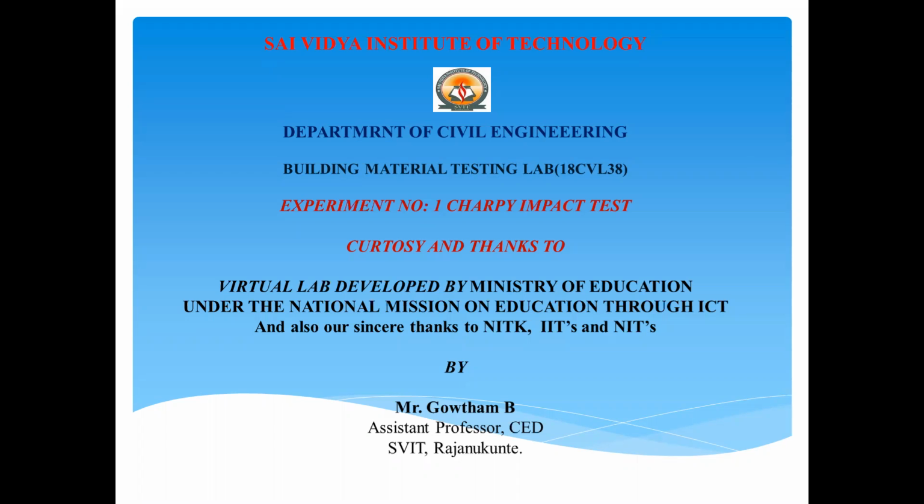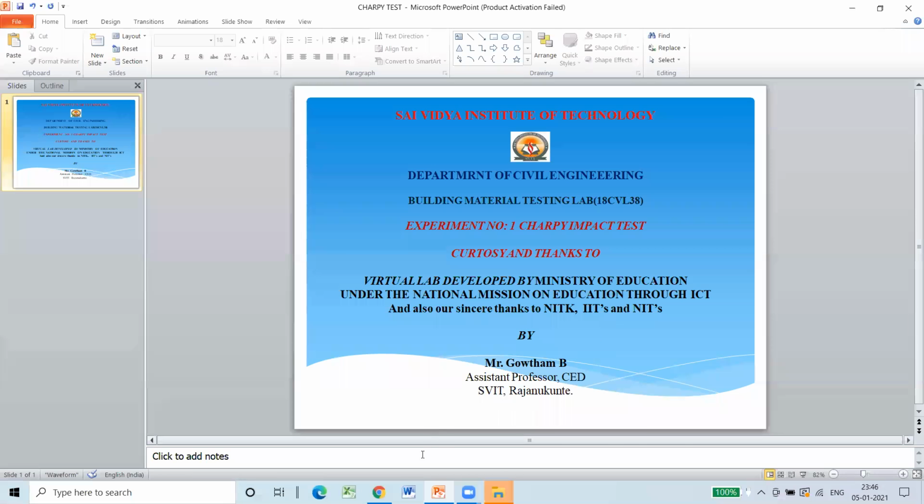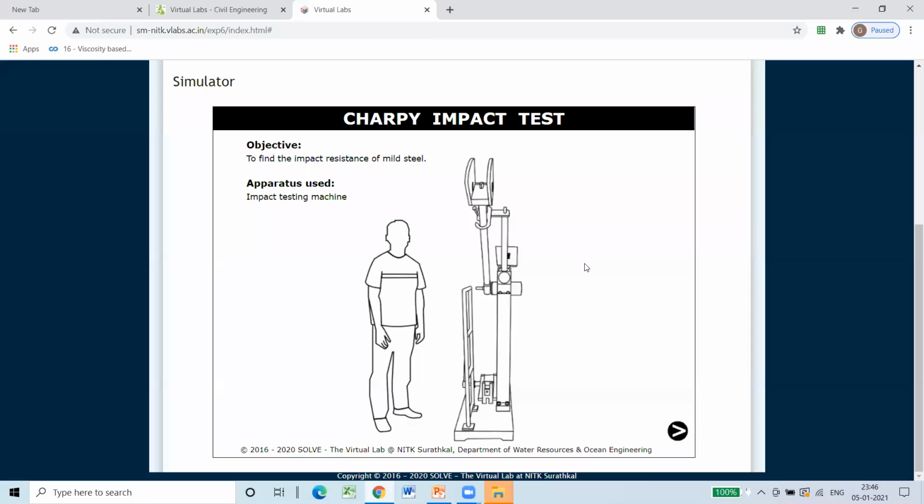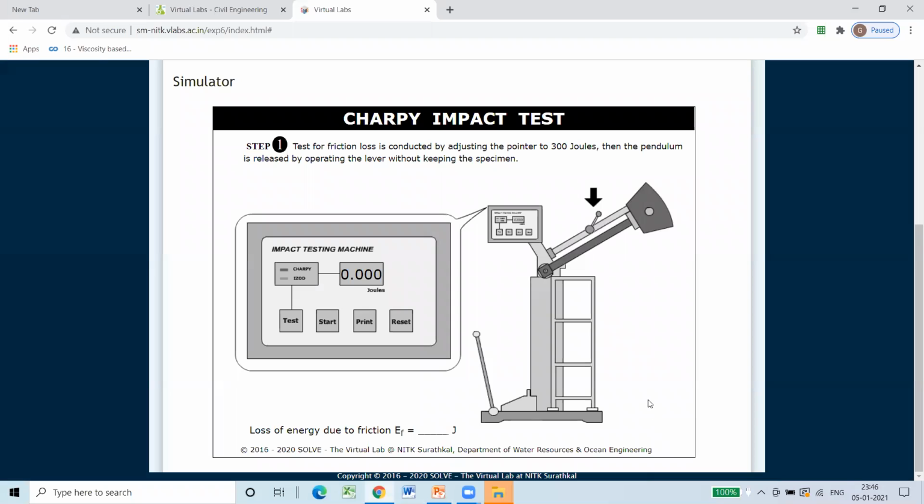Now, we will start today's experiment through the virtual lab. The objective of the Charpy impact test is to find out the impact resistance of mild steel and also cast iron. The apparatus used in this study is an impact testing machine. Before starting the test, we have to find out the loss of energy due to friction.